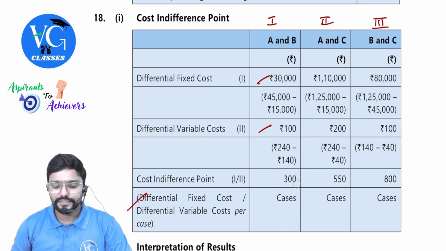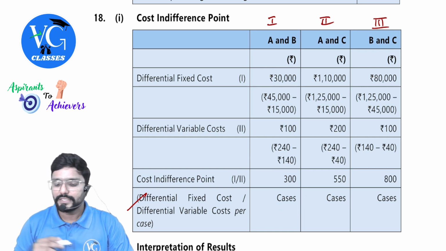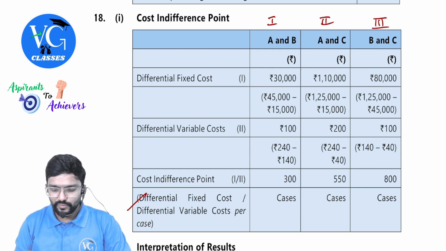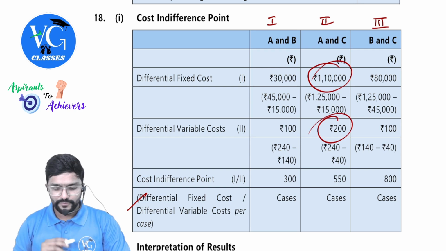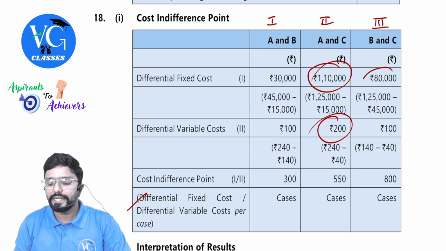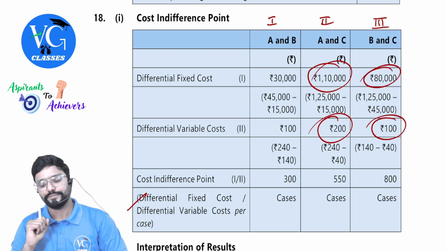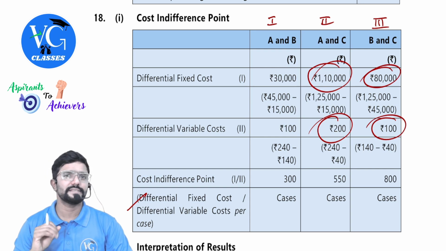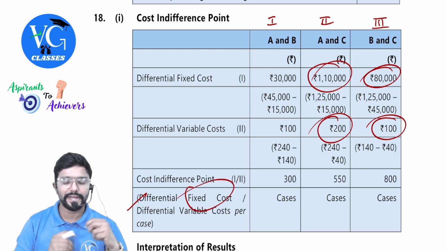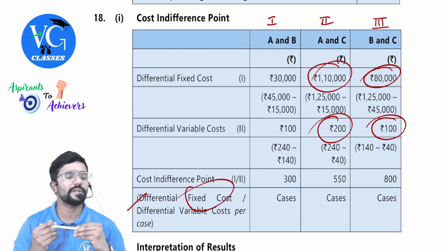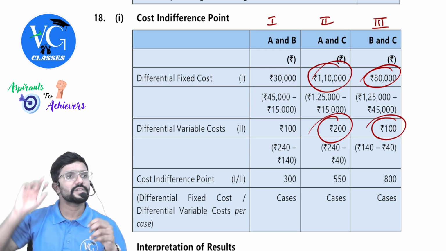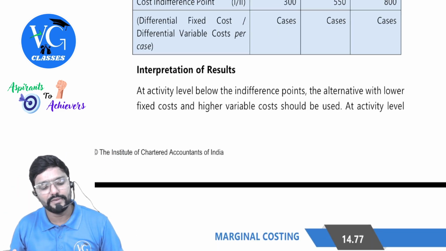Next, calculate for A and C as well as B and C, guys. That is 110 divided by 200, 550 cases between A and C. Whereas for B and C, it is 80,000 divided by 100. You will get 800 cases. Any doubt in this? Differential in fixed cost divided by differential in variable cost per case. Per case or per unit? Here it is per case. Got it?